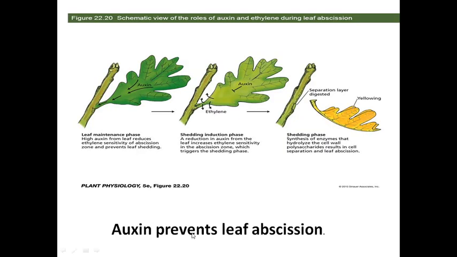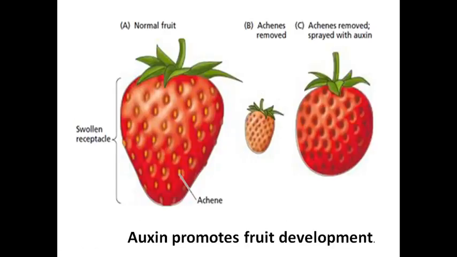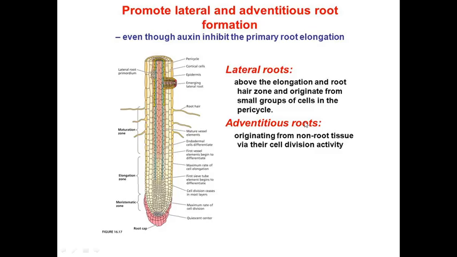So next I told you it prevents leaf abscission. Leaf abscission is brought about by the gaseous hormone ethylene. It was seen that when there was a high concentration of auxin in the leaves, it prevented the leaf abscission. Abscission means yellowing and then falling of the leaves. First the leaf turns yellow and then it falls off. So if auxin was present in much higher concentration in the leaf, abscission was delayed or prevented. And auxin promotes the development of the fruits. It promotes the development of the fruits also.